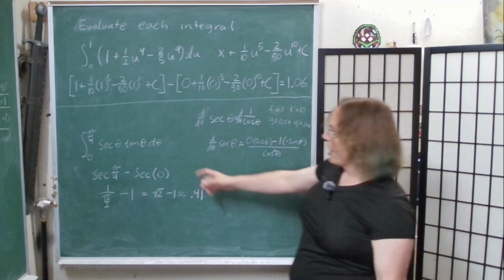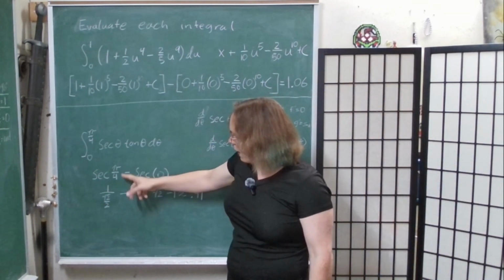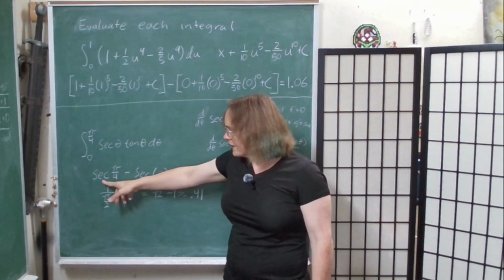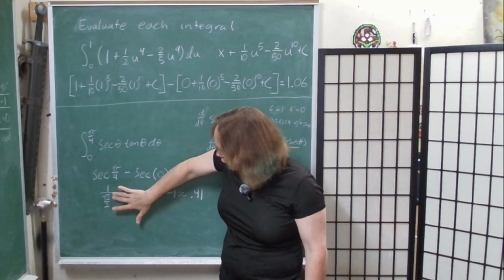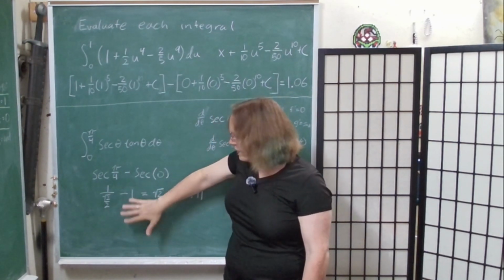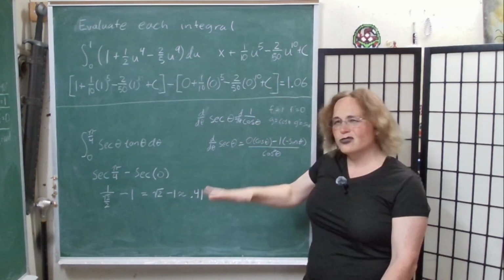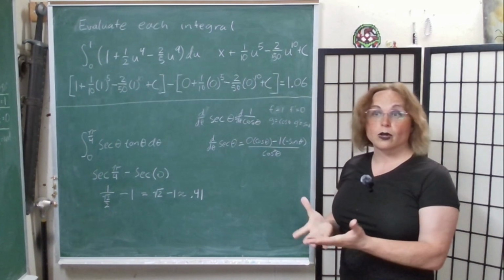So going ahead and applying that antiderivative, we get that we're looking at the secant of pi over 4 minus the secant of 0. And because secant is just 1 over cosine, that tells me that the secant of pi over 4 is 1 over square root of 2 over 2, which is just the square root of 2. So this is square root of 2 minus 1, which is roughly 0.41. So I'm going to leave you with a couple to try yourself, and then we'll go to the outro.